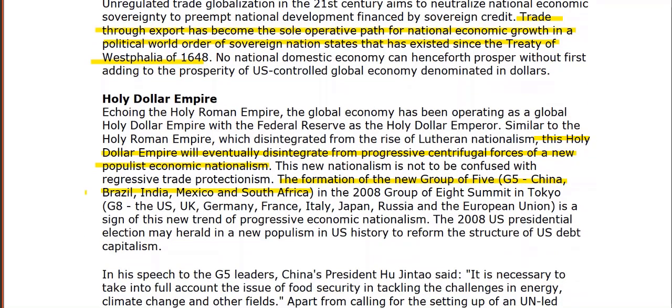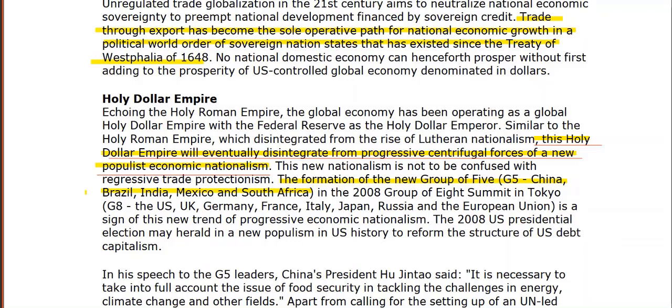Holy Dollar Empire. Echoing the Holy Roman Empire, the global economy has been operating as a global Holy Dollar Empire, with the Federal Reserve as the Holy Dollar Emperor. Similar to the Holy Roman Empire, which disintegrated from the rise of Lutheran nationalism, this Holy Dollar Empire, look at this. This is gold, folks. This Holy Dollar Empire will eventually disintegrate from progressive centrifugal forces of new populist economic nationalism. Bitcoin. This disintegration of the SWIFT. You're seeing it now. What he talked about 11 years ago, you're seeing it now.